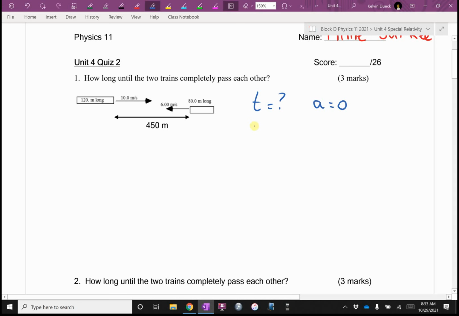I guess there must be a distance. I'm going to argue that to pass each other, the back of this train has to get over to the back of that train. I think that's the distance. I think the distance is 120 plus 450 plus 80.